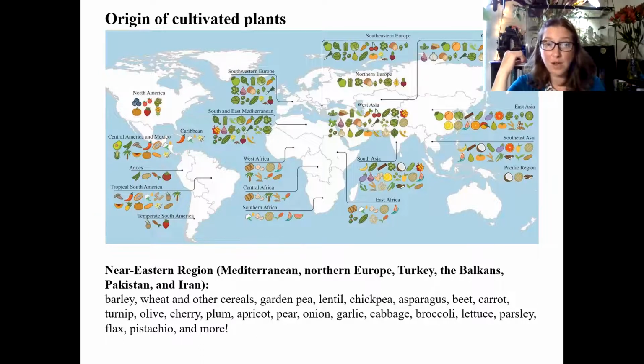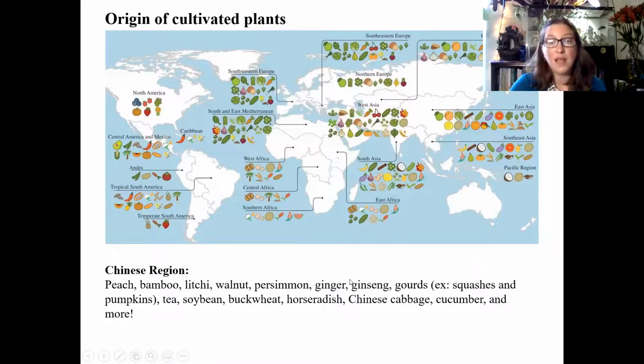Different roots: you've got beet and carrot and turnip. Different drupes, which are things with a solid seed in the middle, like olives and cherry, plum, apricot. And then the list goes on. So many different things were brought about in that region of the world. You look at the Chinese region, some of the things to highlight are peaches, bamboo, ginger, ginseng, gourds like squashes and pumpkins, tea, horseradish, etc.